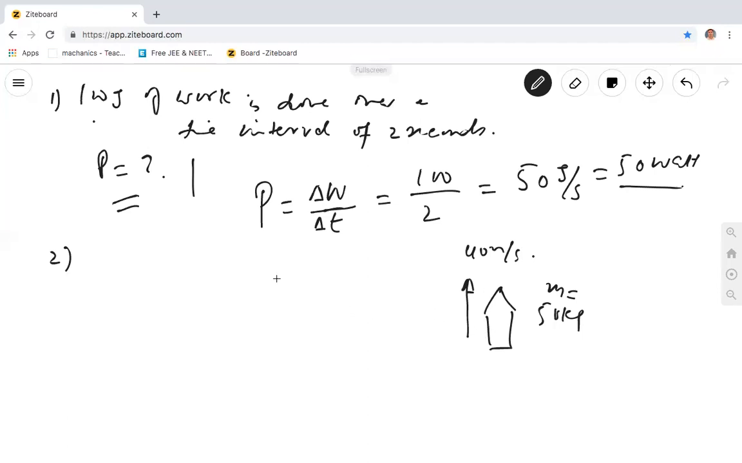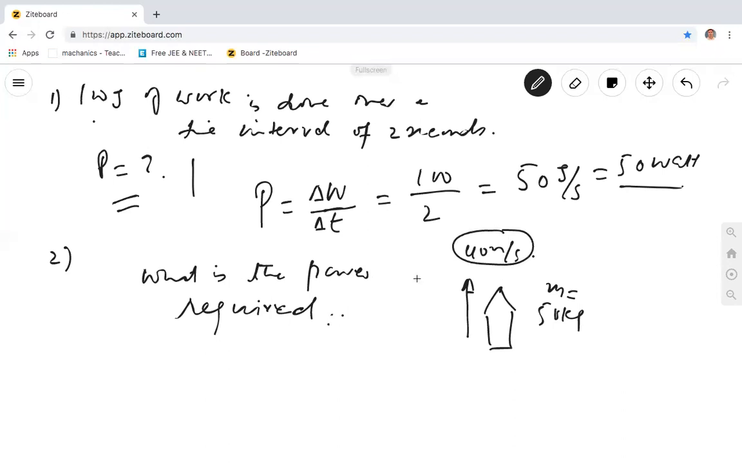What his question is, what is the power required? How much power we need to move the rocket upwards with a constant velocity of 40 meters per second. The rocket has a 50 kg mass. This is our question. Just try to absorb the question for a minute, right? Then I will give you the solution in a better way.